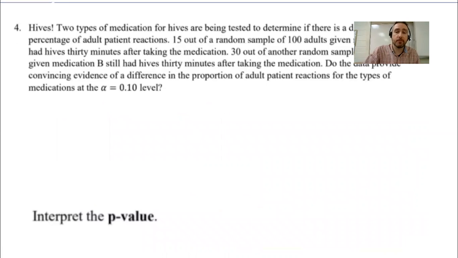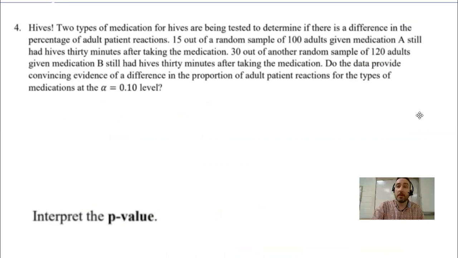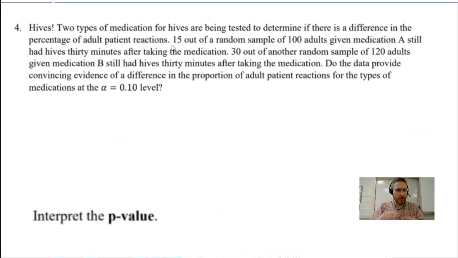And finally, question number 4. Two types of hives are being tested to determine if there's a difference in the percentage of adult patient reactions. Not beehives, but like hives that appear in your skin. 15 out of a random sample of 100 adults given medication A still had hives 30 minutes after taking the medication. Only 30 out of another random sample of 120 adults given medication B still had hives 30 minutes after taking the medication.